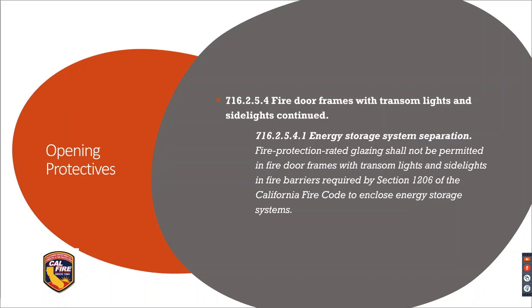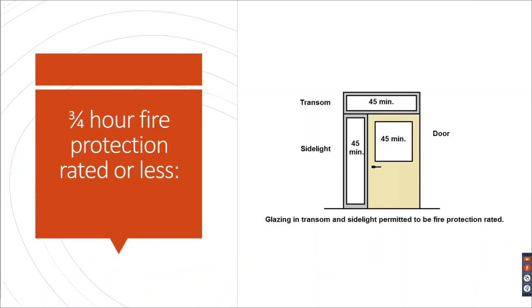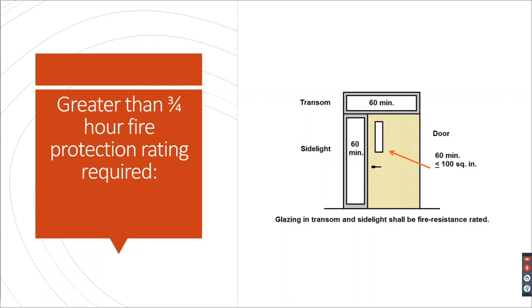So if you have a fire barrier that's required around the energy storage system, you can't use the same allowances as for the other fire barriers. This is specific. You can't have glazing openings like that in the barriers that are specifically for the energy storage systems. Again, this is a visual for when you have the 3/4 hour fire protection rated or less. This is for when it's greater than 3/4.